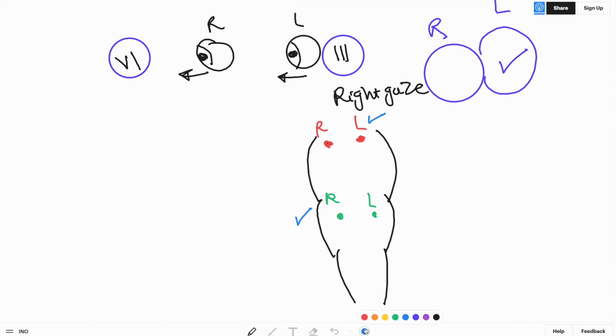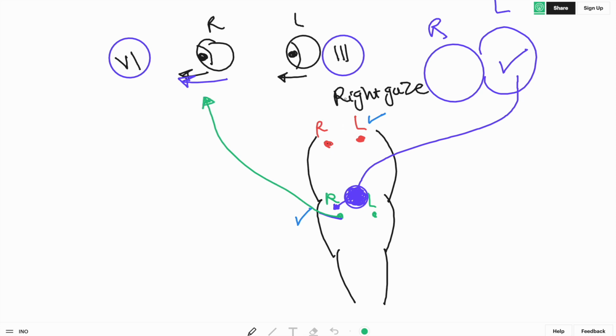So what happens is that the left side of your brain will send to a center here mediating conjugate eye movement in the pons called paramedian pontine reticular formation, because it's found in the pons. This center will send to the abducens nerve of the right eye if I want to look to the right, and this will activate the lateral rectus of the right eye.